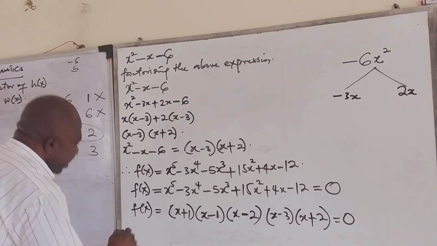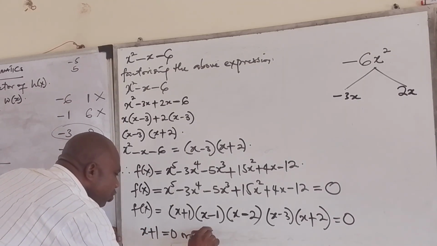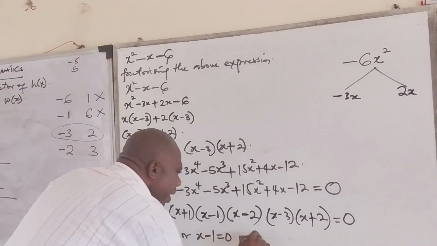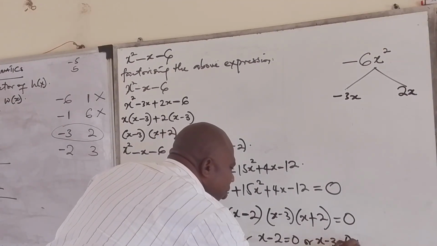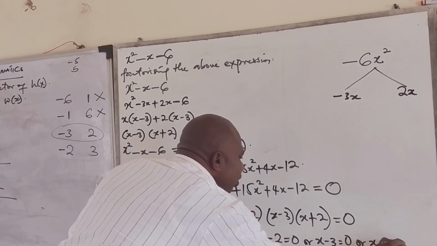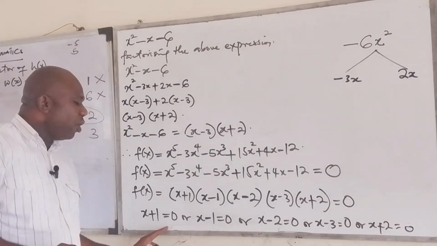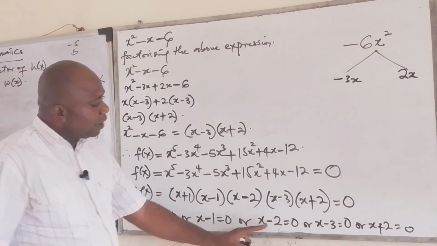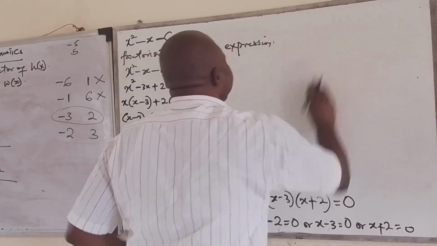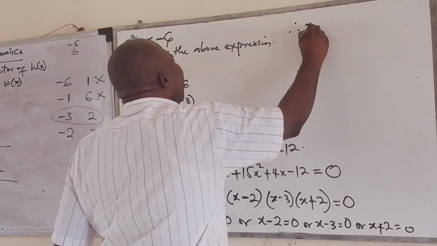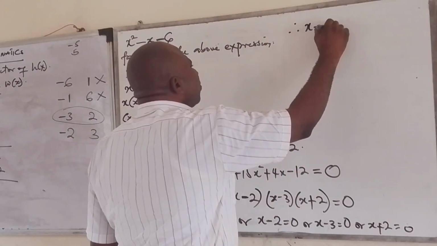So it therefore means that x plus 1 is equal to 0, or x minus 1 is equal to 0, or x minus 2 is equal to 0, or x minus 3 is equal to 0, or x plus 2 is equal to 0. Yes, so having all those values here, it therefore means that our x now will be equal to, if we take this plus 1 to the other side, it becomes minus 1.